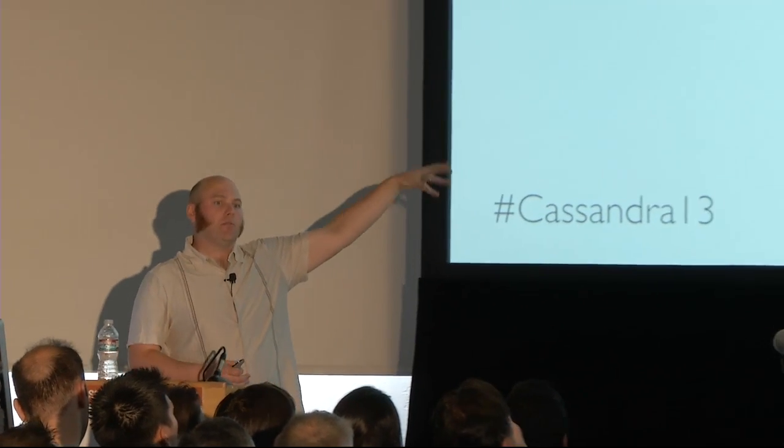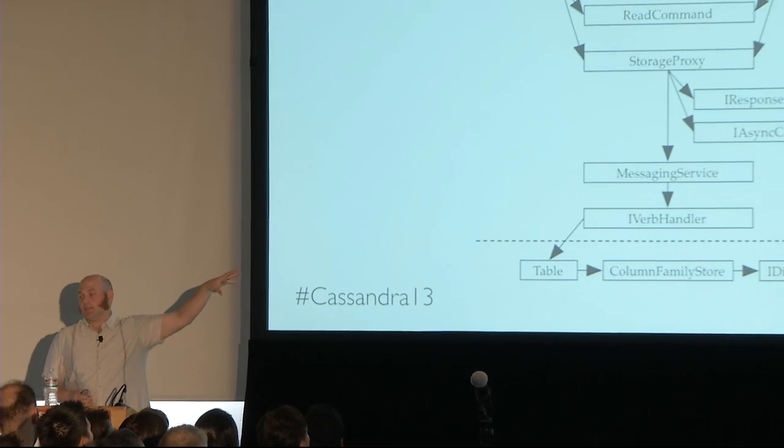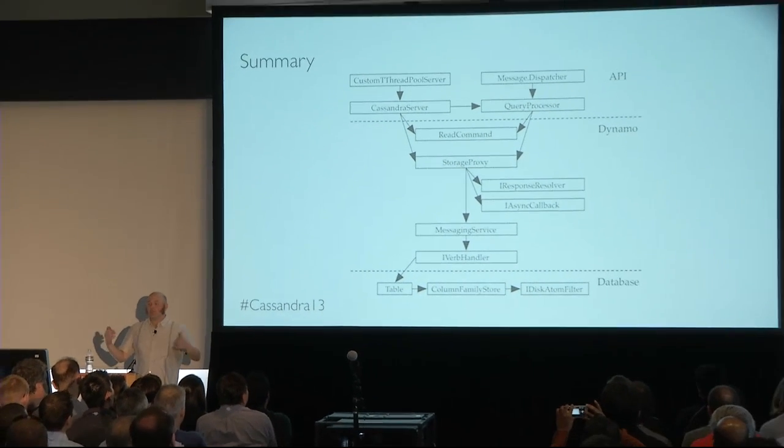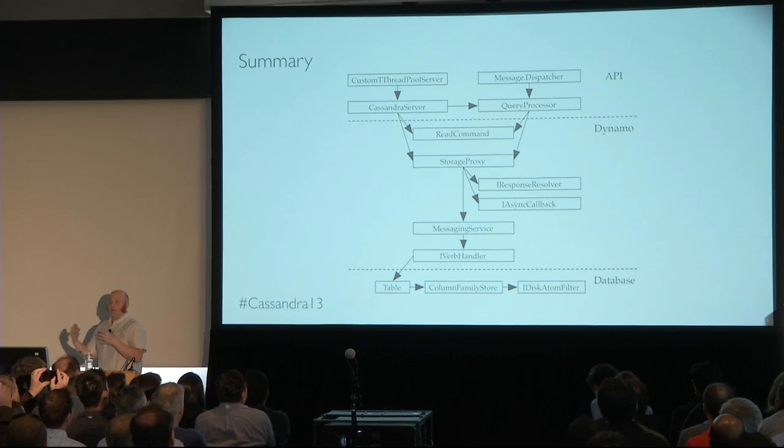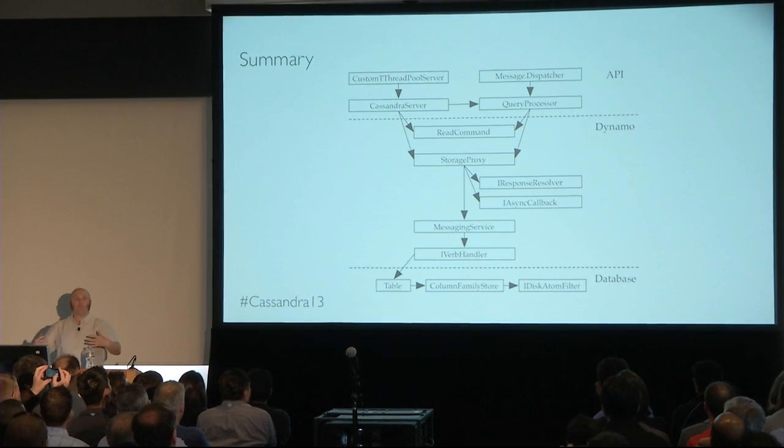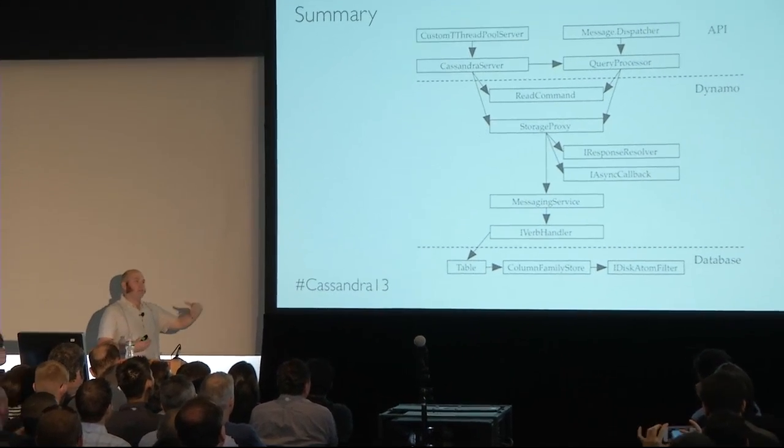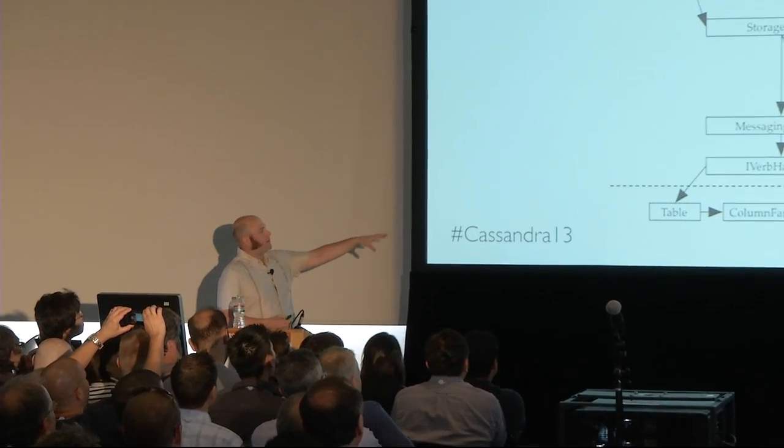So I have to just skip forward a little bit. So in summary here, we come in through the API in a couple of different ways, but we always come down to creating read commands or mutation commands, dropping those into the storage proxy in the Dynamo layer. That uses response resolvers and async callback objects and the messaging service to transport this read command into the correct thread pool on the current node or on a remote node. That goes through the table in the column family store and the disk atom filters, which we didn't look at, which is where all the reads happen. It's just a series of iterators that pull stuff off disk. And we roll that back up and we get the result back out to you and the client.